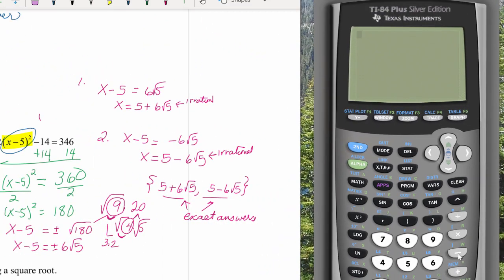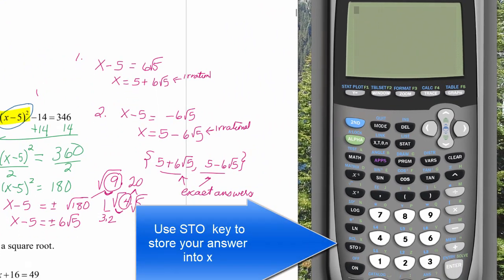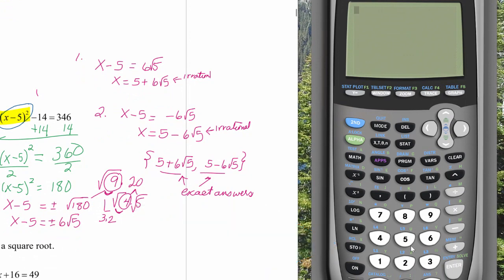Okay, so here we are at the calculator, and I'm going to use that store key again that I've used before. So I'm going to take one of these 2 answers to check. So I'm going to use 5 plus 6 square root of 5. And then I'm going to store that in x and hit enter. It gives me the decimal approximation, right?